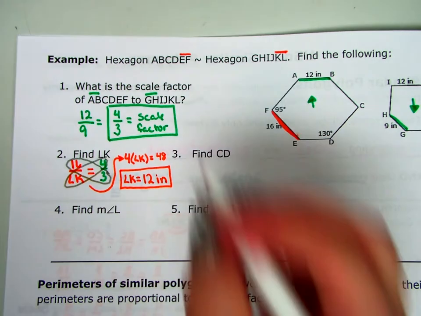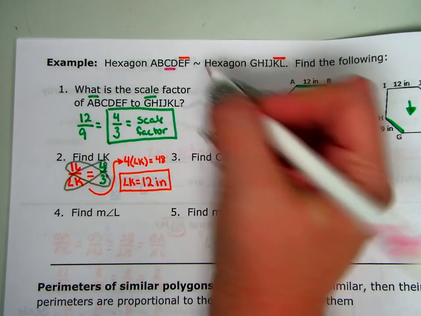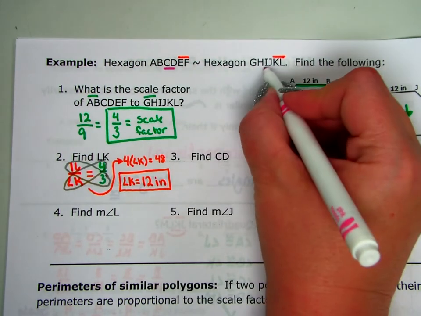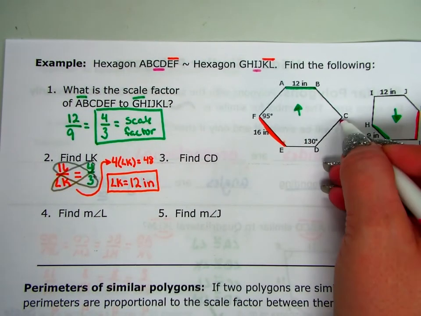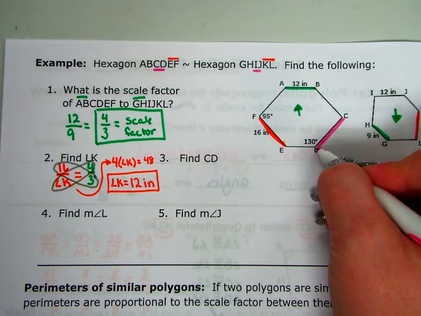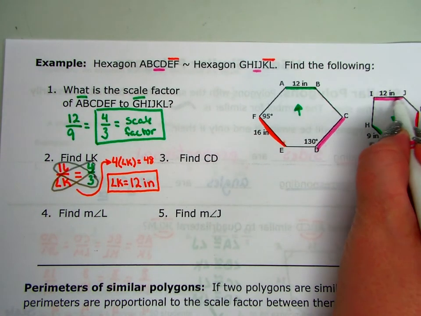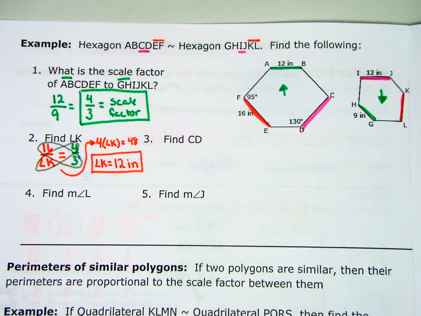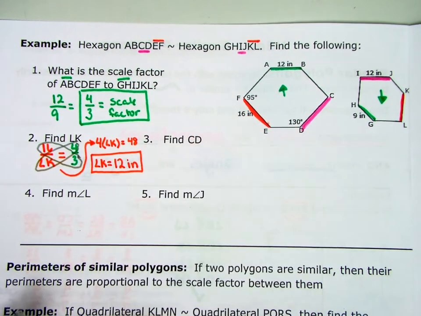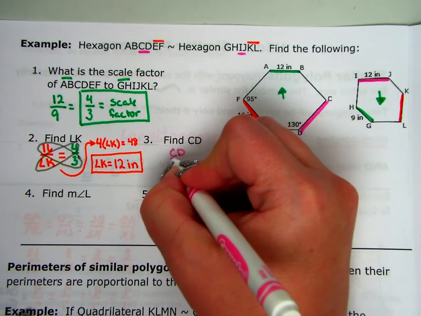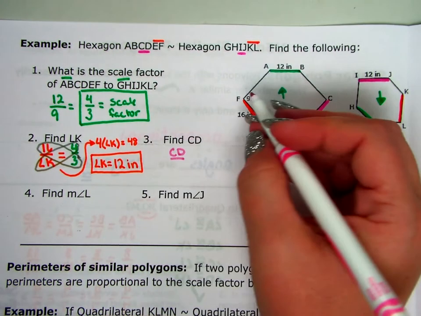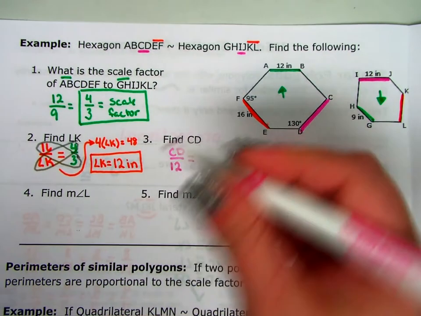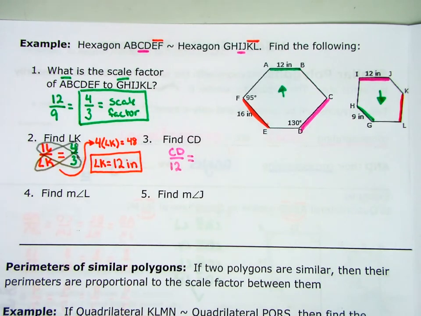All right, the next one, CD. What does CD match up with? IJ. So CD, I'm putting in pink, matches up with IJ, I'm putting in pink. Which one, the CD or the IJ, is going to go on top? The CD, because that's with my up arrow, right? So CD is going to go on top. IJ, which is 12 inches, is going to go on the bottom. What is this going to be equal to? 4 over 3.